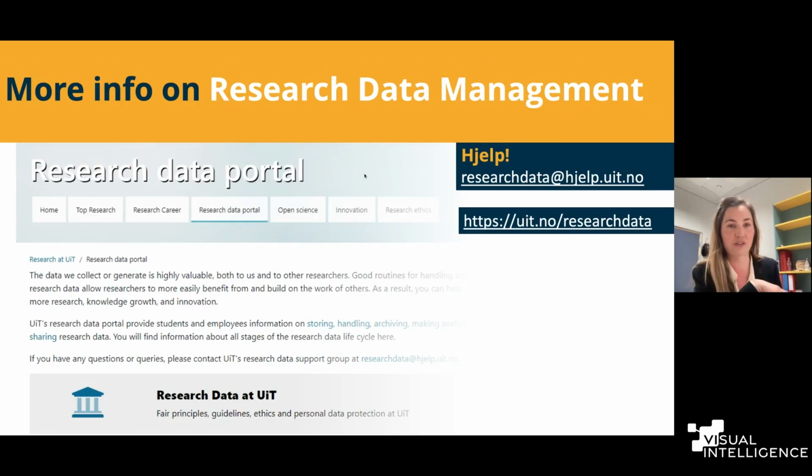If you have further questions on research data management, like how to make your data fair, we have a nice data portal where you can learn lots about this subject. And if you have a question, you can send an email to researchdata@yelp.uit.no, and we'll help you with whatever your concern might be.